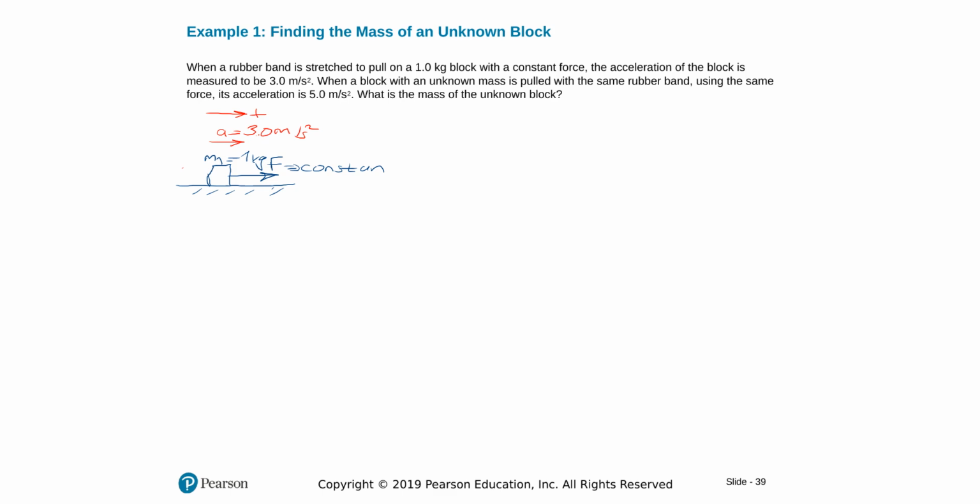So I have another mass now, a different mass. I don't know this mass. I'm going to call this m2. But I'm pulling it with the same force. And it gains an acceleration of 5 meters per second squared. So a2 is equal to 5 meters per second squared. Now, what is the mass of the unknown block? That's what the question is asking me. What is m2?